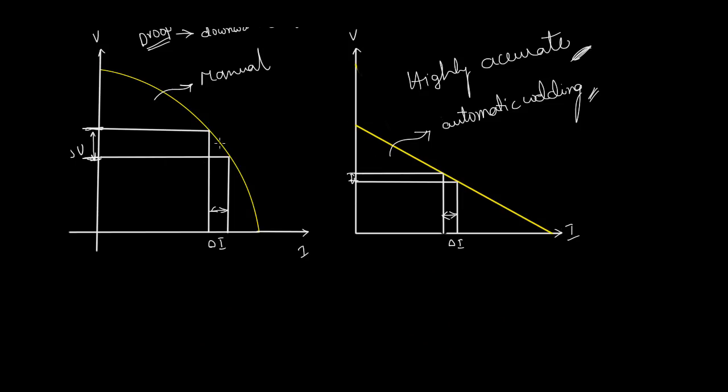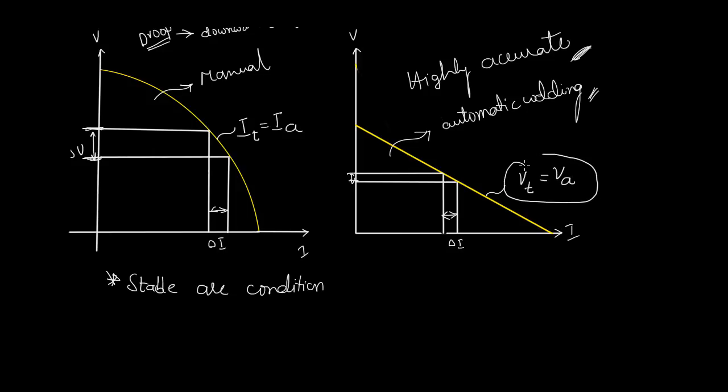And some important tips while solving the questions: for stable arc conditions, for constant current type, the transformer current will be equal to the arc current. And for the stable arc condition for constant voltage type, the transformer voltage will be equal to the arc voltage itself. These are the two main important points that you have to remember before solving the questions. Many questions are asked from these two conditions.